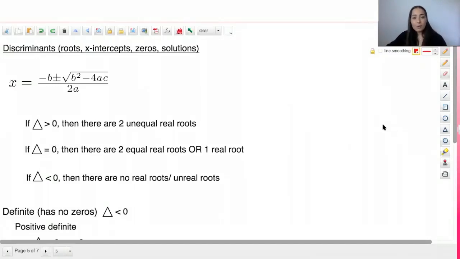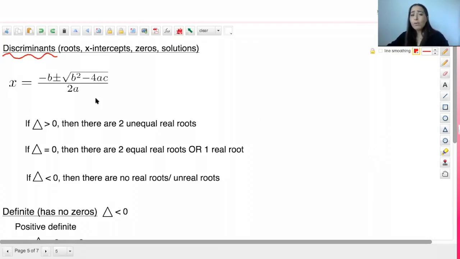So in this video, we're going to explore the topic of discriminants and what it means for the parabolic function, and how finding a discriminant can help you determine what kind of parabolic function it is, whether it's positive definite or indefinite, but also what it tells you about the x-intercepts on the curve.